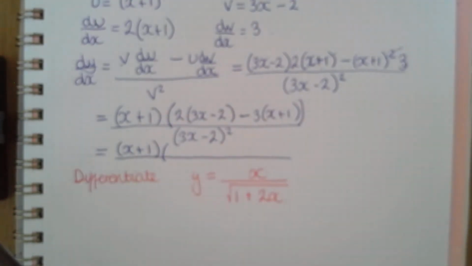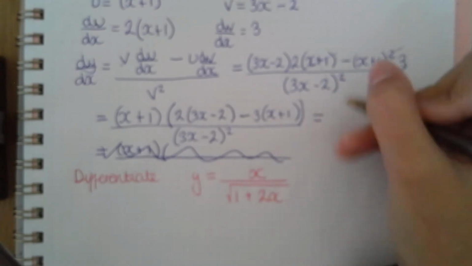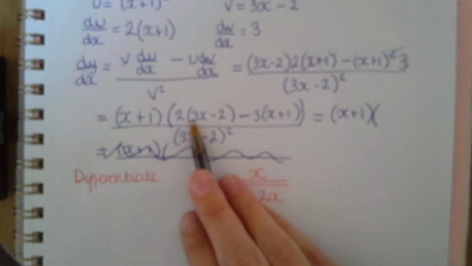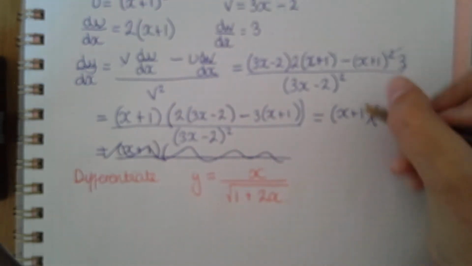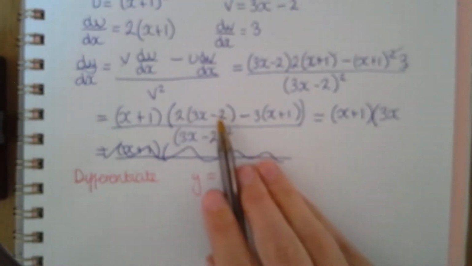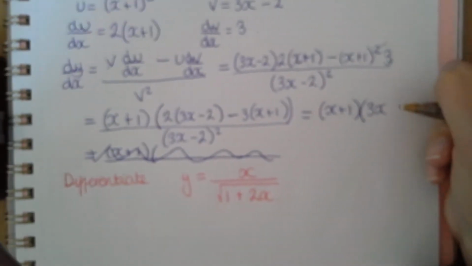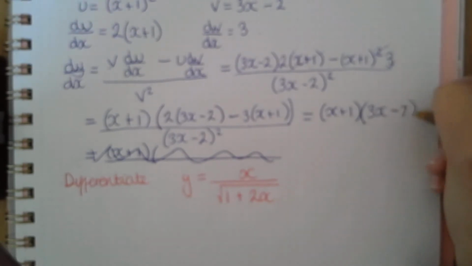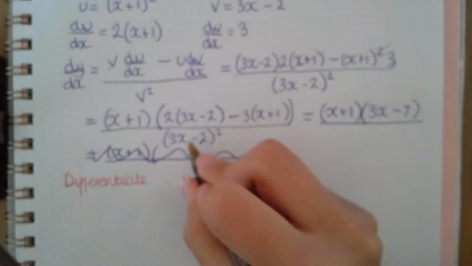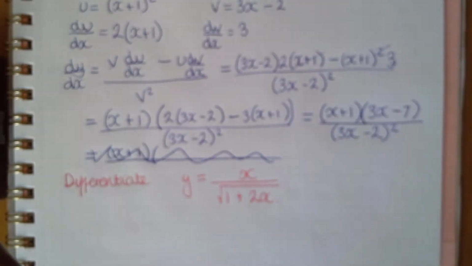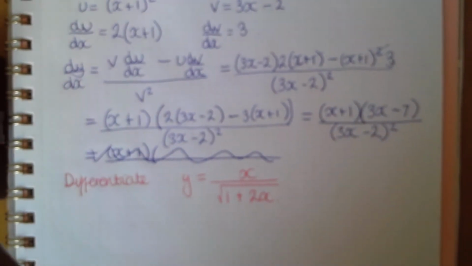Brackets. I'm going to write it up here so it's a bit clearer. So I'm going to get x plus 1 brackets, 2 lots of 3x, take away 3x is 3x, 2 lots of negative 2, take away 3 lots of plus 1, so I get negative 7 all over v squared, which is 3x take 2 squared. It's kind of a bit blurry. Okay, so that's that question finished.